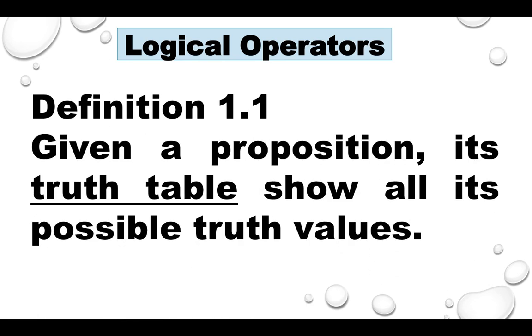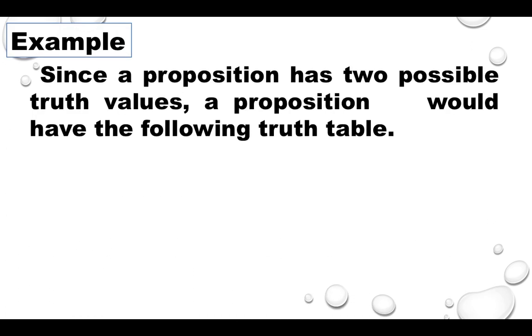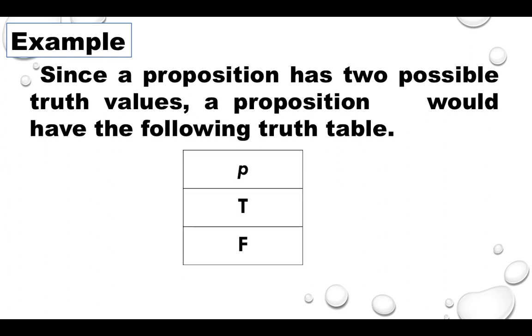So, given a proposition, its truth table shows all its possible truth values. So this is a sample. Since a proposition has two possible truth values, a proposition would have the following truth table. So let's say proposition P, we have true and false as our truth values for this truth table.